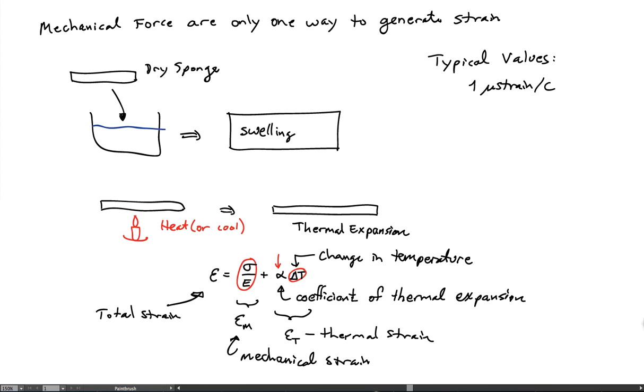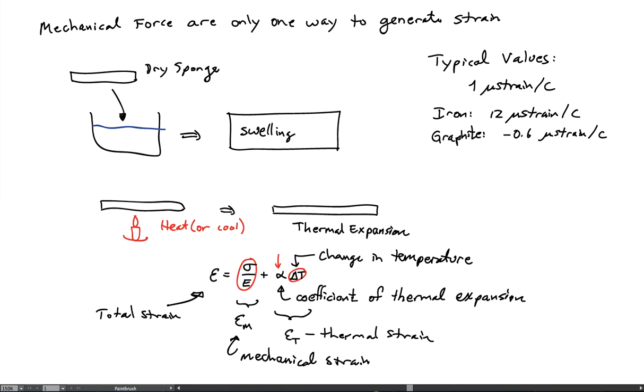Typical values for the coefficient of thermal expansion tend to be things on the order of 1 microstrain per degree Celsius, so that they're small numbers. You don't see it with your eyes, but it's something that can be very important in terms of the mechanical behavior of a system.